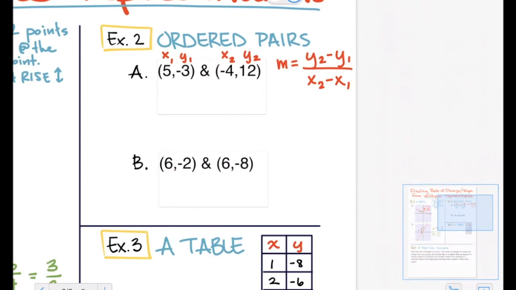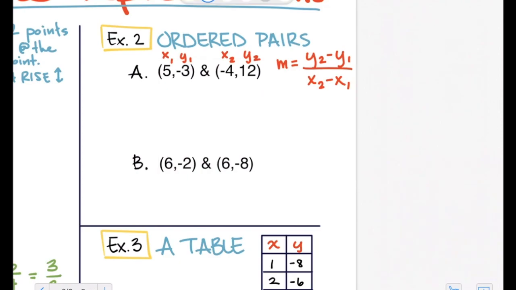So let's do that. Here we're going to do y2, which is 12. So m is equal to 12 minus, as in the formula, and then y1 is minus 3. Remember, I've told you it's a good rule of thumb to put parentheses around negatives just so you can see what's going on a little bit better. On the denominator, we're going to do x2, which is negative 4, minus, as in the formula, and then 5 is our x1.